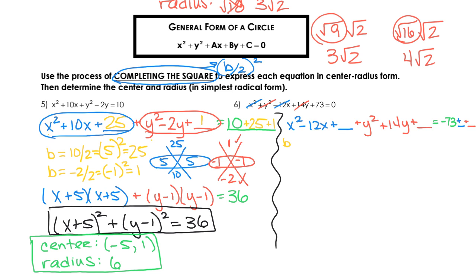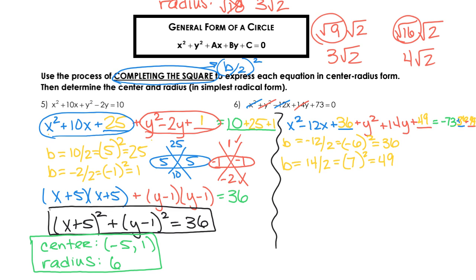So with the x's, our b is -12. We're going to cut it in half to get -6. Then we're going to take it and square it to get 36. And 36 is going to go on the line here and on the line here. For our y's, our b value is 14, and we're going to cut it in half to get 7, and we're going to take it and square it and get 49. And 49 is what's going to go on the line here and there. So we'll squeeze it in.